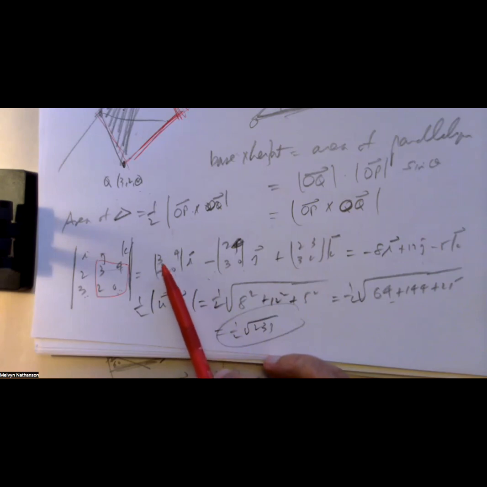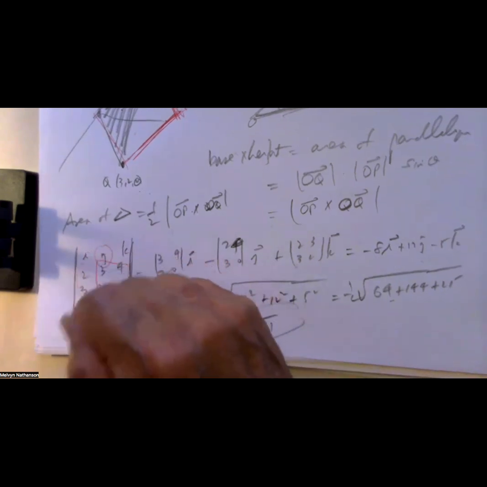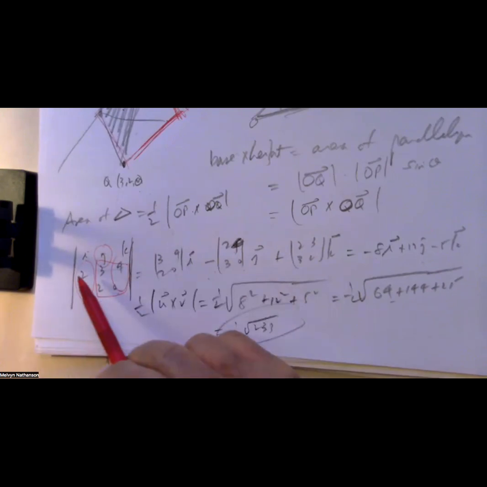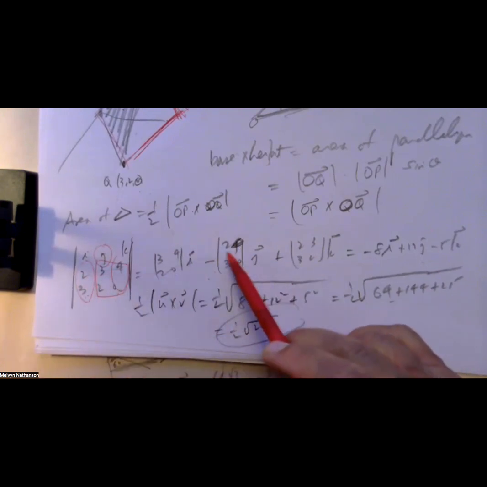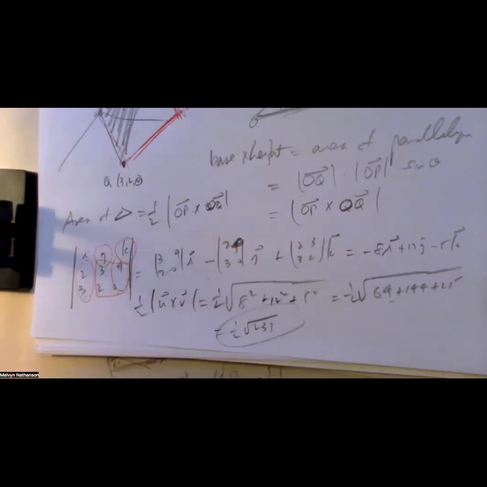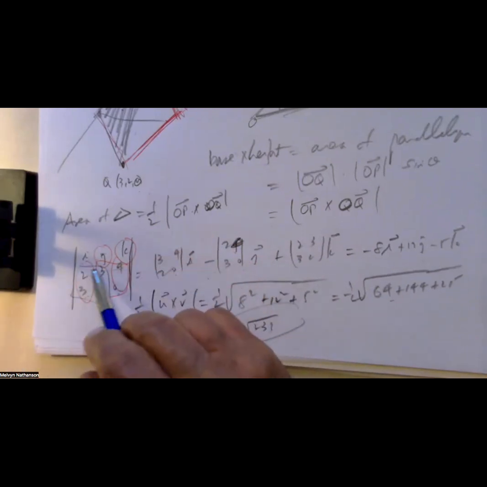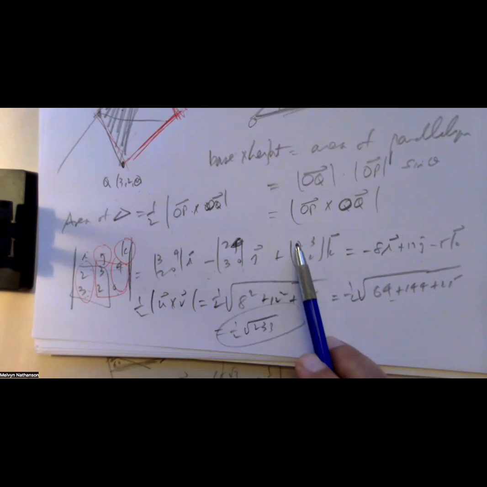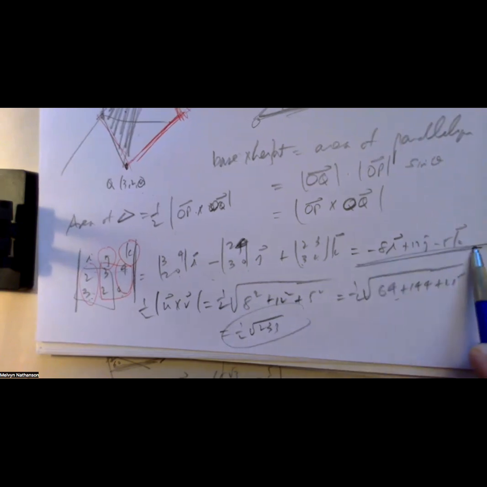3, 4, 2, 0. 0 minus 8 is minus 8. For the second coordinate, the J coordinate, you take the other two columns, you get 2, 3, 4, 0. This determinant is 2 minus 12, minus 12, which gives plus 12. For the K coordinate, you take the other two columns, 2, 3, 3, 2, and this determinant is 4 minus 9, or minus 5, right? So that's where these numbers come from.